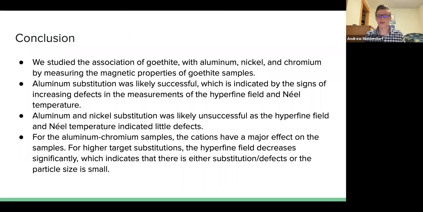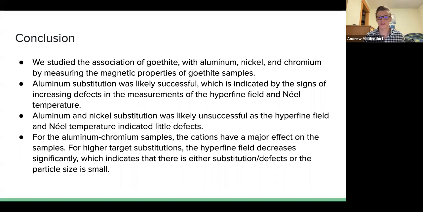So just to summarize what we talked about, in our research, we studied how goethite could be doped with 3 different metal cations. These were aluminum, nickel, and chromium. Aluminum was chosen because there were a lot of historical papers on it and a lot of evidence showing that it could be done. Nickel and chromium were chosen for their similar synthesis method and the fact that they had 2 different valences that we could test.